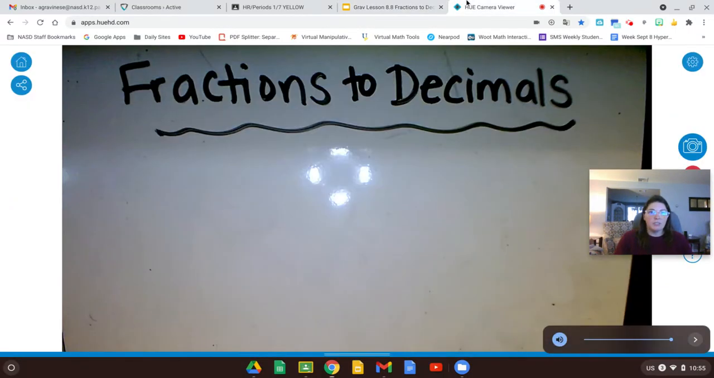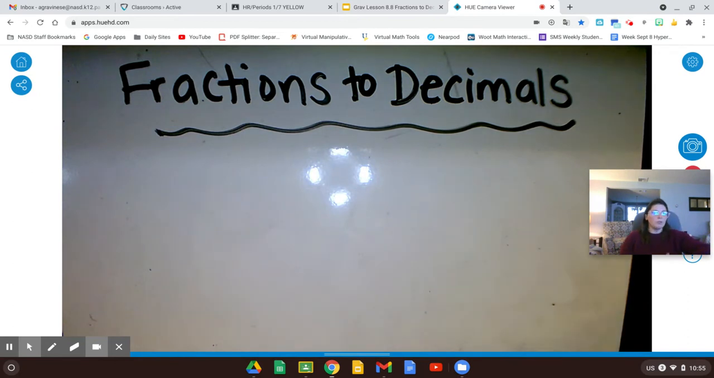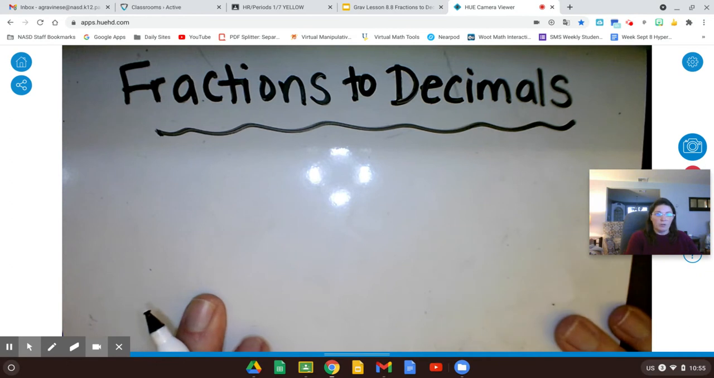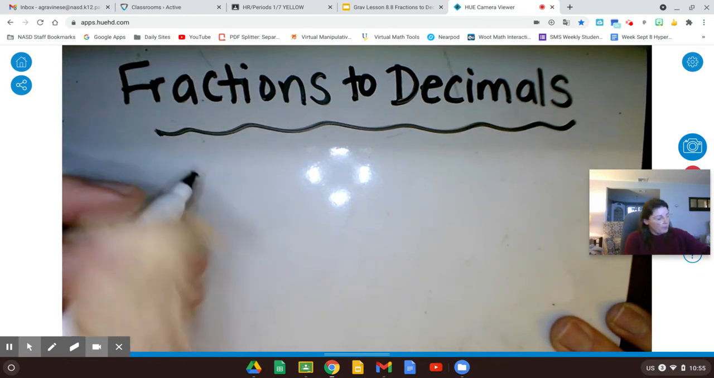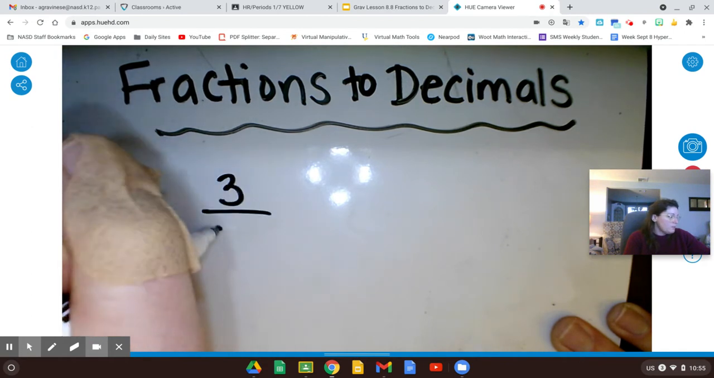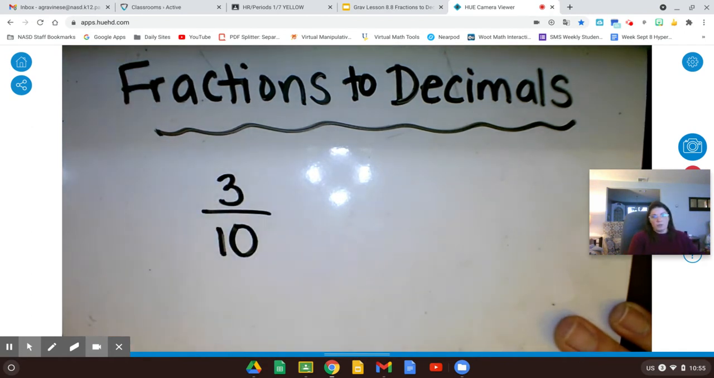All right, so for today's lesson, we are going to look at how to write a fraction as a decimal. All fractions can be written as decimals, and all decimals can be turned into a fraction. We're going to start off with some simpler fractions, and we did this in a previous chapter, but then we're going to take it and look at some tougher examples. So let's first start off with the fraction 3/10.